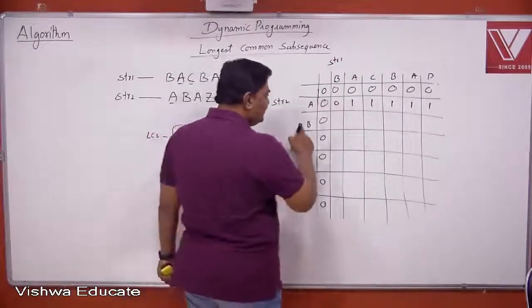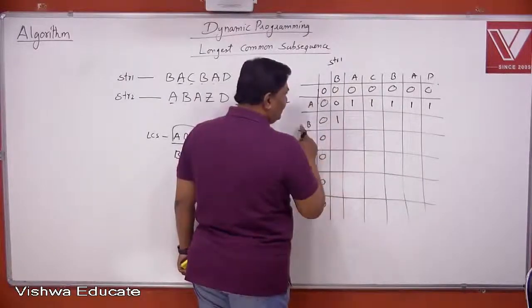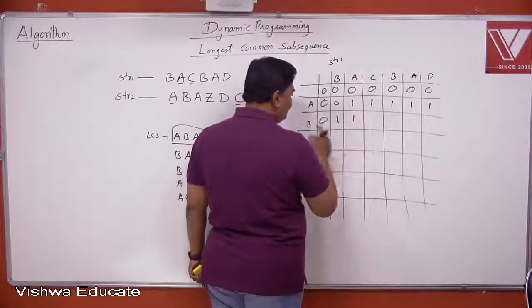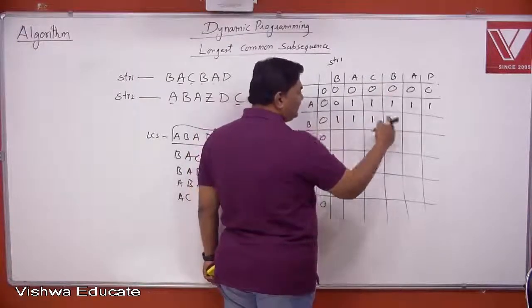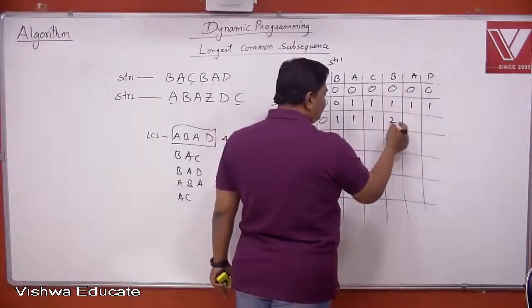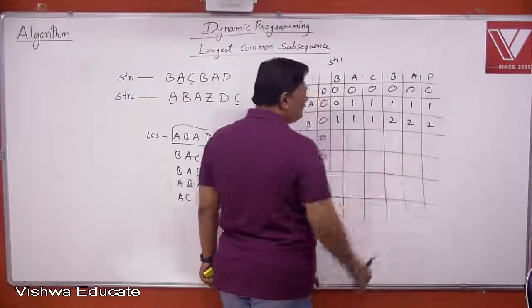Then next, B, this is matching. Matching means this plus 1, 1. Then this is not matching, so maximum 1. This is not matching, maximum 1. This is matching, so diagonal plus 1. Then not matching, so this is 2. Then this is not matching, so this is 2.